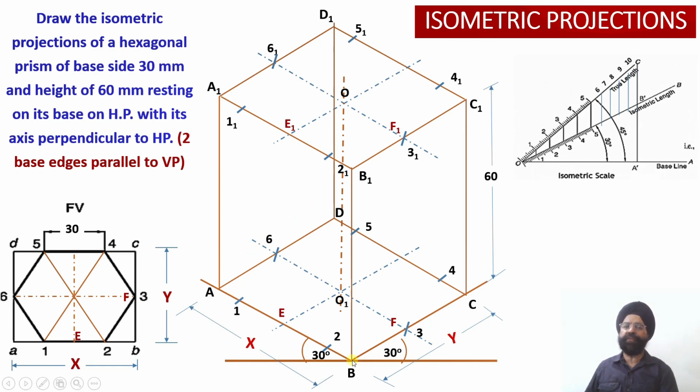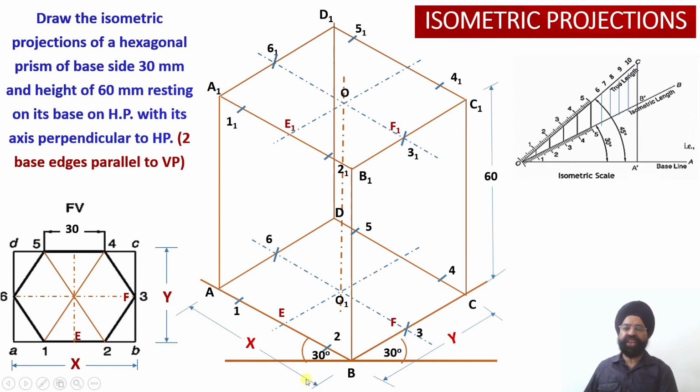Now we are going to see which of these edges will be dark, which of these edges will be drawn using construction lines, as they are not visible to the observer. Now the observer is going to look at this particular hexagonal prism from this direction.